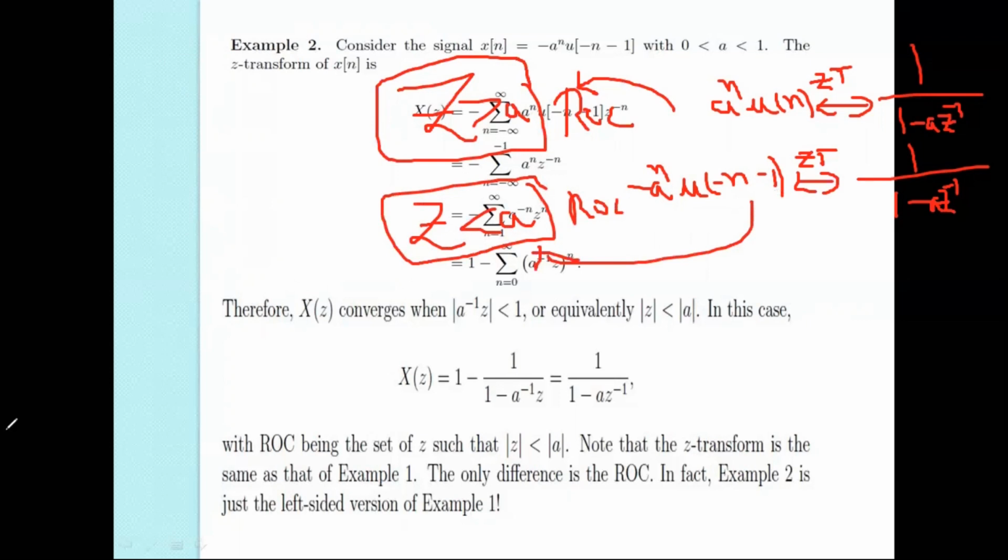Okay, to find the inverse Z transformation for the given 1 by 1 minus a z inverse, it depends upon the ROC; the inverse Z transformation changes. If ROC is greater than a, you can write as a power n mu of n. If ROC is less than a, you can write as minus a power n mu of minus n minus 1. Got it, my dear students?